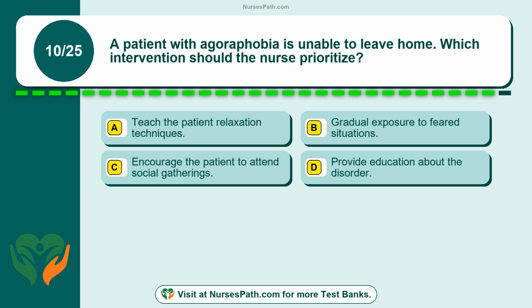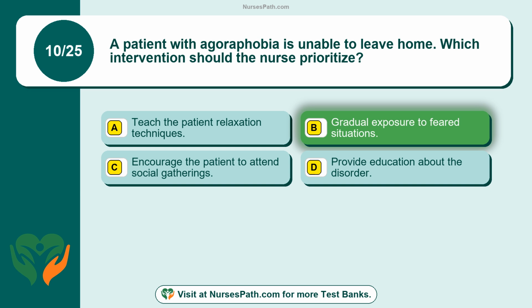Question 10. A patient with agoraphobia is unable to leave home. Which intervention should the nurse prioritize? Option A. Teach the patient relaxation techniques. Option B. Gradual exposure to feared situations. Option C. Encourage the patient to attend social gatherings. Option D. Provide education about the disorder. The correct answer is option B. Gradual exposure to feared situations.